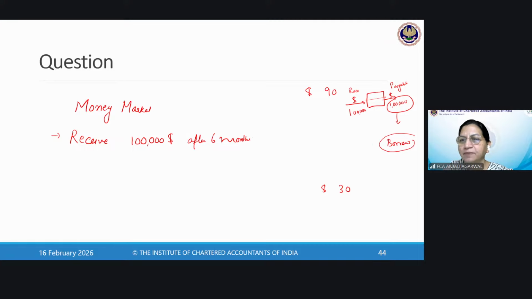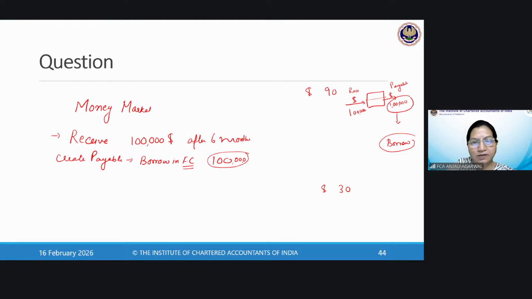How will I create a payable? So to create a payable, like I said, if it's a money market hedge and if you have receivables or assets, you borrow in foreign currency, right? So you borrow $100,000, but not $100,000 exactly.